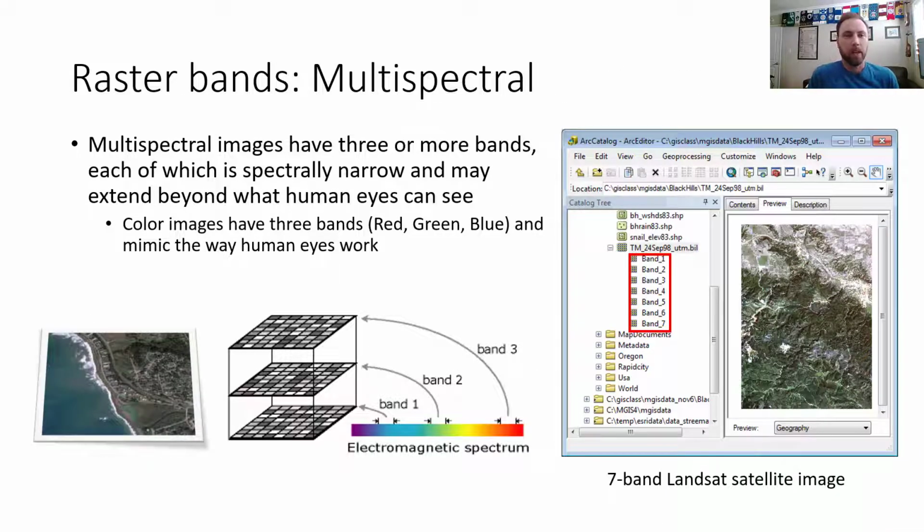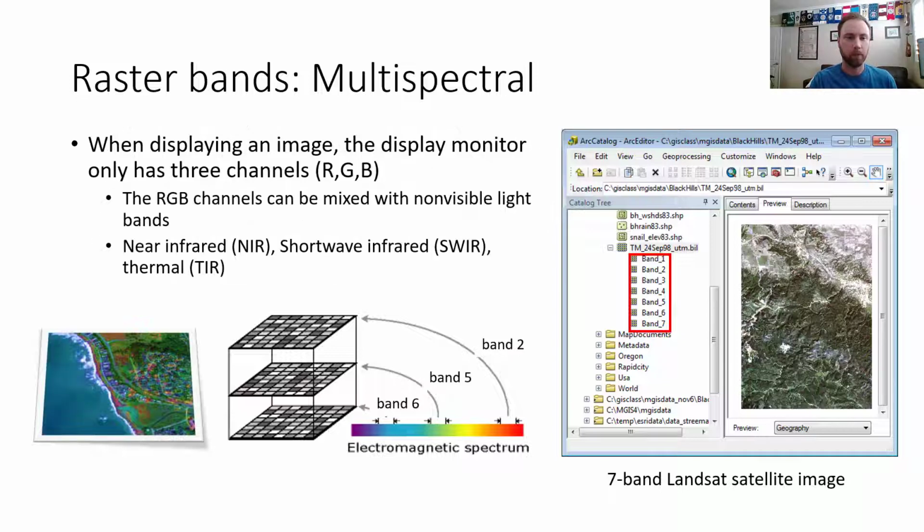So after these have been captured by a multispectral image sensor, they are essentially put into different channels. So a multispectral image has 3 or more bands, each of which is spectrally narrow and may extend beyond what the human eye can see, as we've talked about. Color images have 3 bands, red, green, and blue, and they mimic the way the human eye sees. But as I've said before, remote sensing satellites can also sense outside of what the human eye can see, and we'll use infrared for an example.